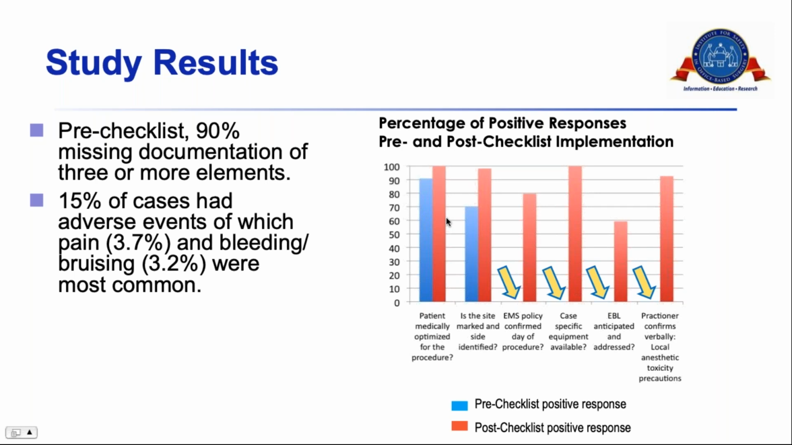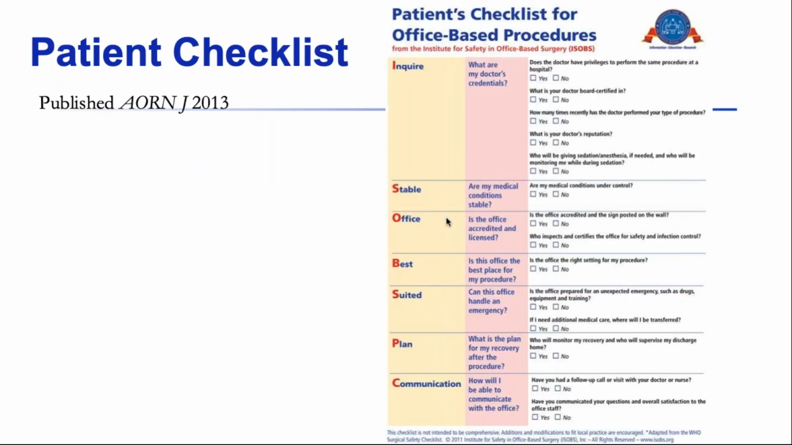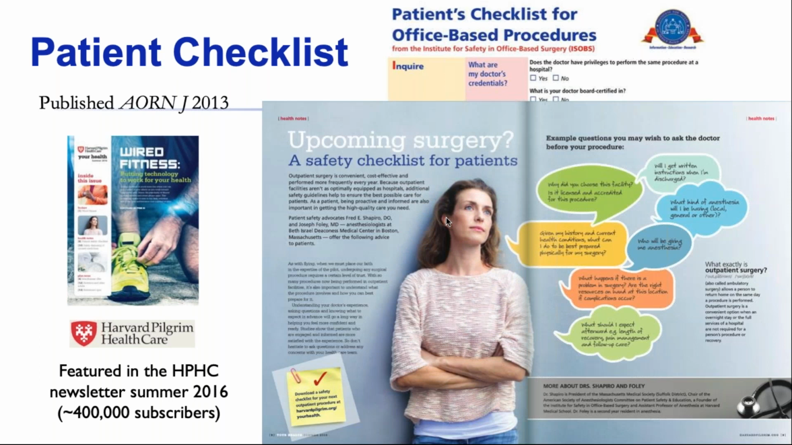In addition, we found that 15% of the cases had adverse events. Pain and bleeding and bruising were the most common. And post-checklist implementation, there was a 90 to 100% increase in documentation of these several key indicators and practices. We switched gears in 2013 and created a checklist for patients. That is to engage, empower, and educate patients so they can ensure their own safety. In 2016, this checklist was added to the Harvard Pilgrim Healthcare website and the newsletter that was sent to over 400,000 subscribers.